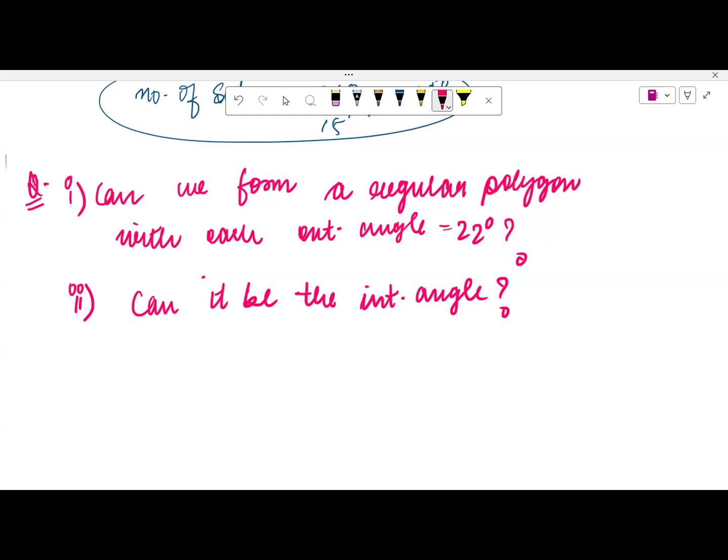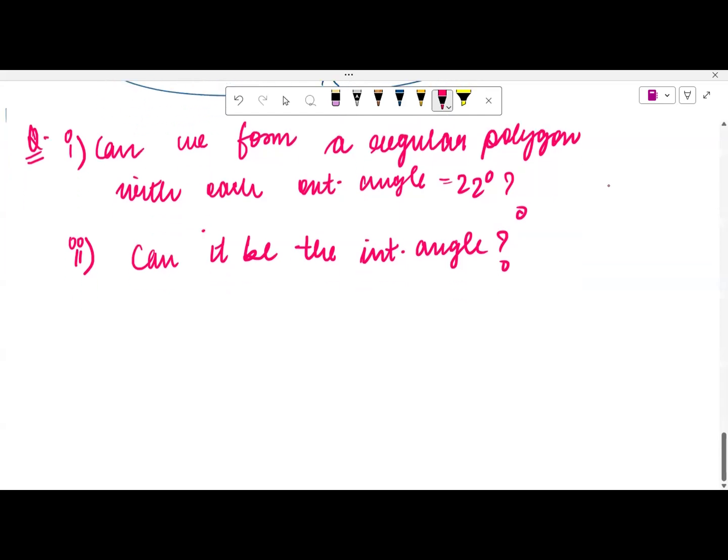Done, ma'am. Okay. Amar and Ramesh. Ma'am, I'm not sure how to find the interior angle. Okay, let's discuss the first part of the question. So first part says, can we form a regular polygon with each exterior angle 22 degree? No, ma'am.